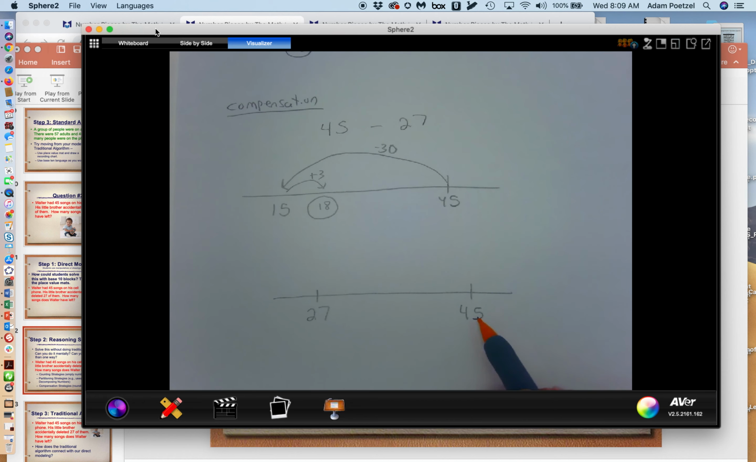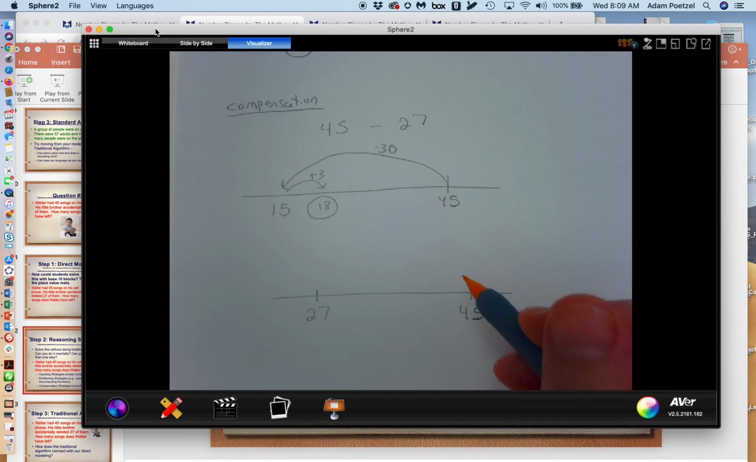So if I started with 45 and took away 27, one way of thinking about it is there's a difference between these two. And certain wording for story problems would be more meaningful for this. For example, I could say Adam had 27 songs, Aaron had 45. How many more did Aaron have? Kind of a comparison problem. And this would work really well for that.